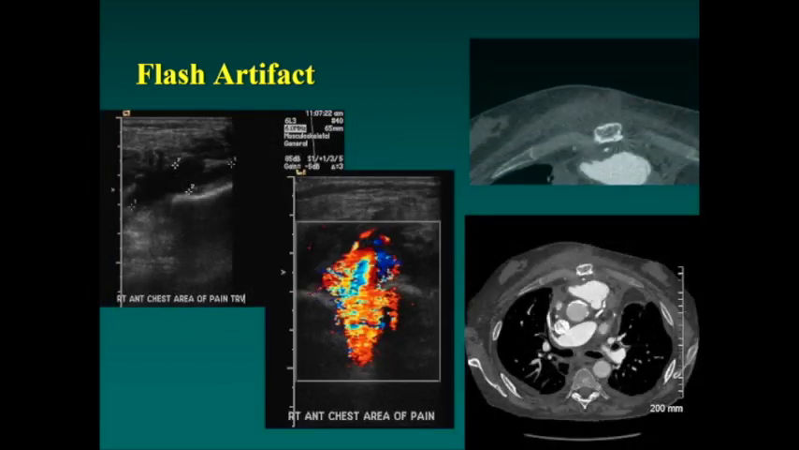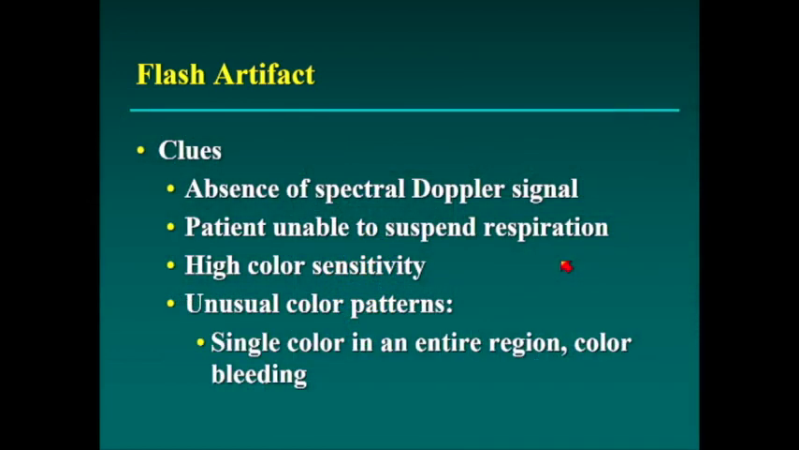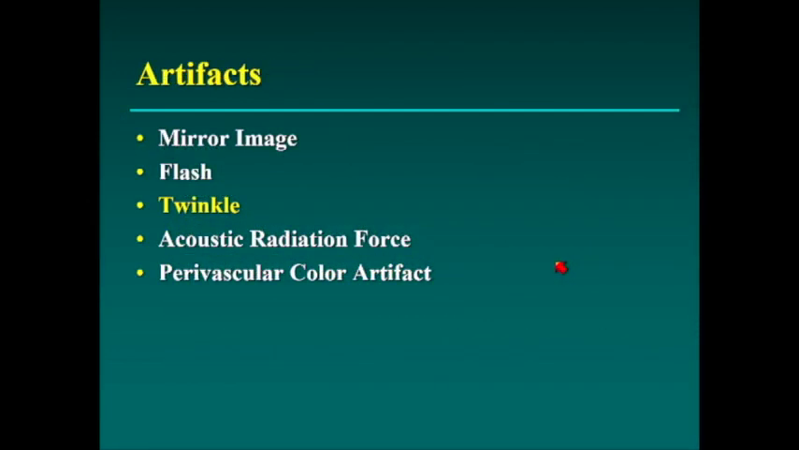Here's another example. 2 minutes. Okay. The flash artifact, where movement of the heart causes color to be written within the grayscale and can make an abscess look like it is, in fact, a flow-containing structure.